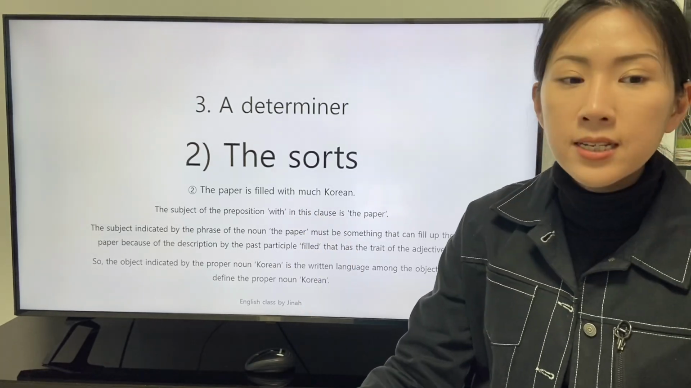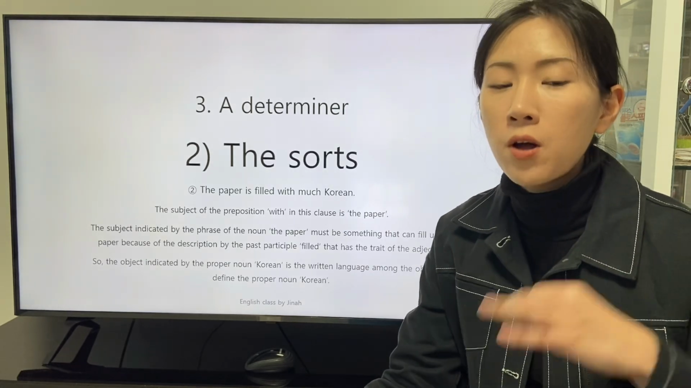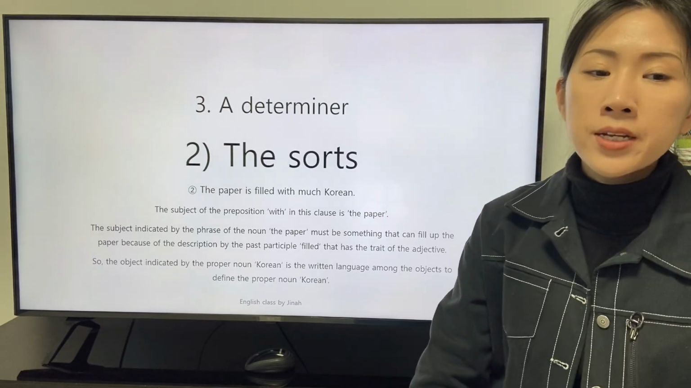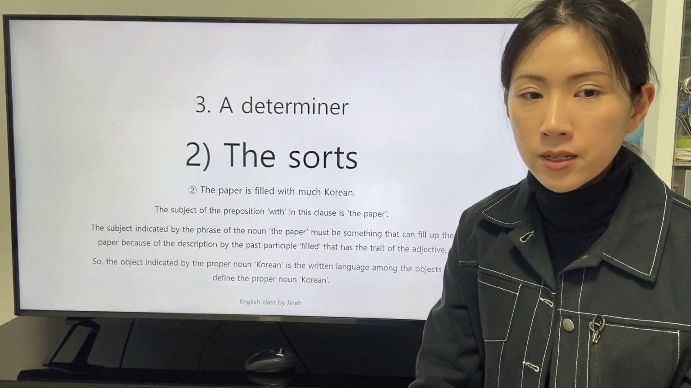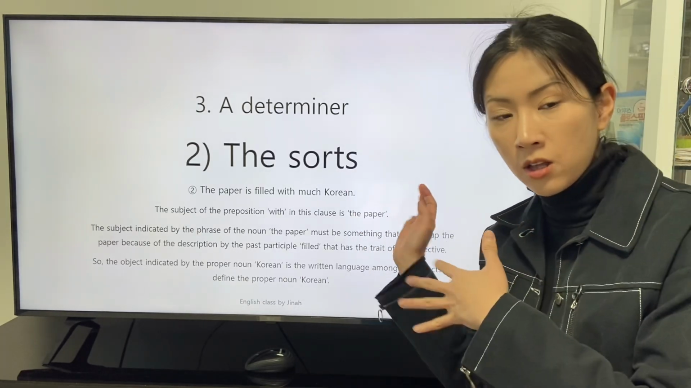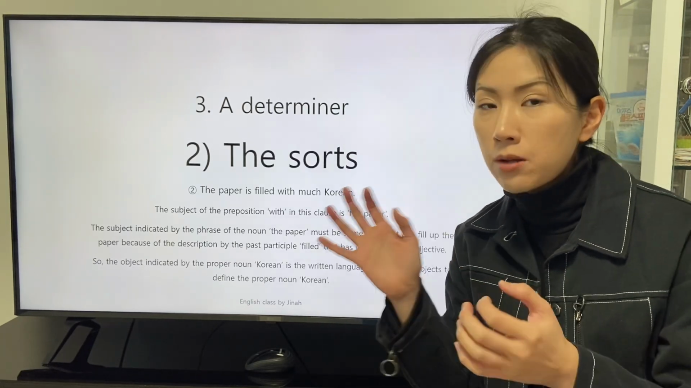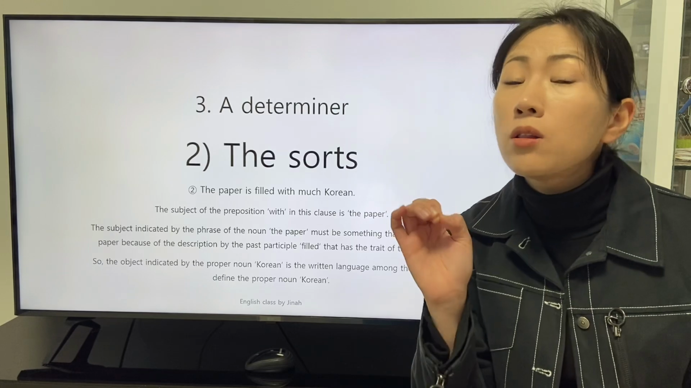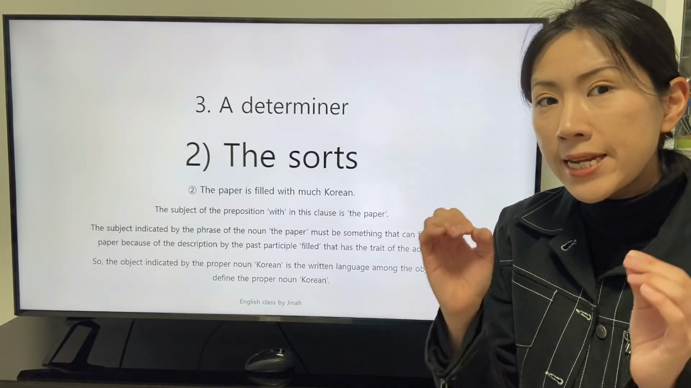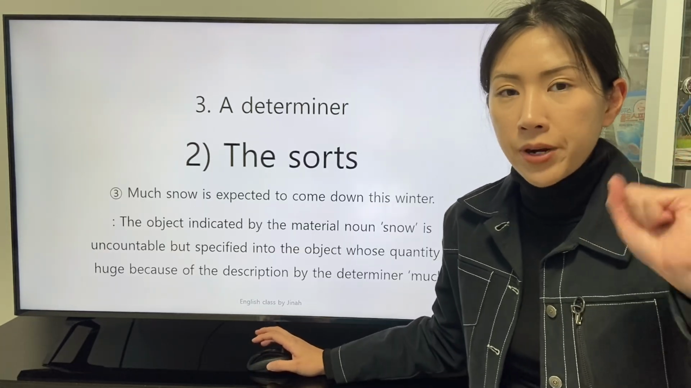So, the object indicated by the proper noun Korean is the written form of language. Among the objects to define the proper noun Korean, with the statement in this clause, we can decide that the object indicated by the proper noun Korean is the language, especially in the form that is able to be on the paper. The third exemplary clause is this.